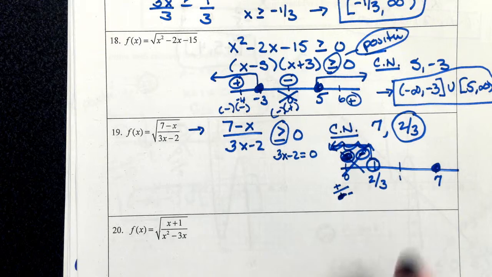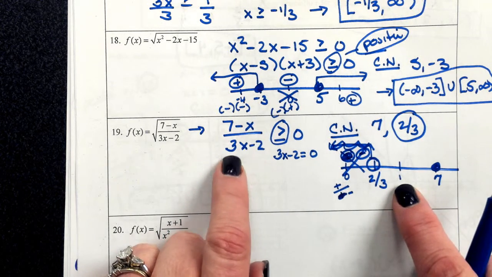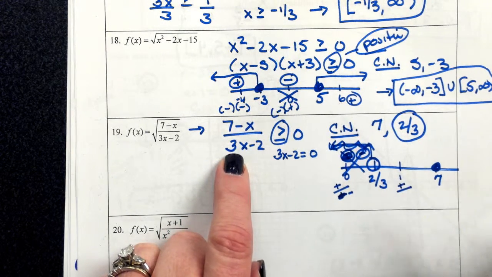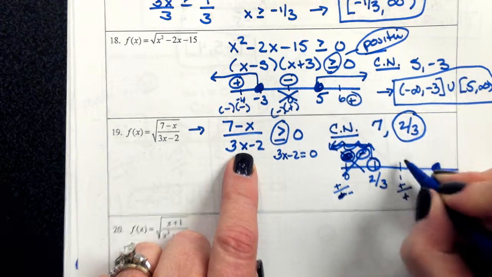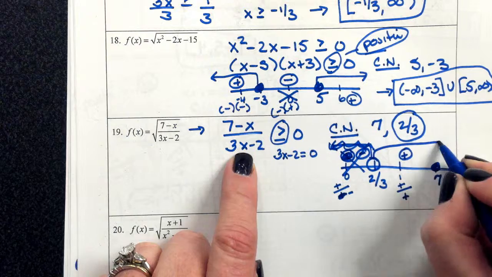But I plug in 1. 7 minus 1 is positive. So I have a positive in the numerator. 3 times 1 is positive, minus 2 is positive. So I do have positive numbers between 2/3 and 7.